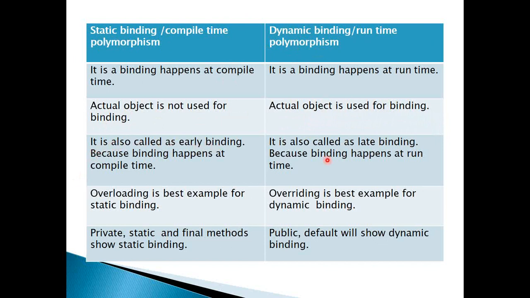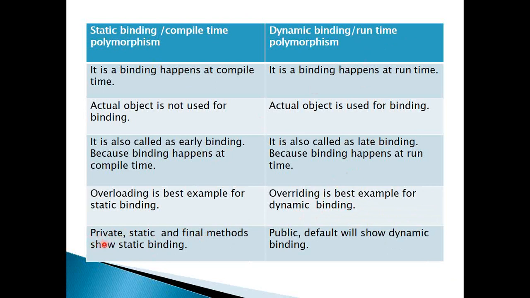Static binding is also called early binding, and dynamic binding is also called late binding. In method overloading there is no actual usage of the object, so the decision takes place at compile time only. When you execute a Java program, first it compiles, then runtime happens. So static we call early binding, and dynamic we call late binding. Overloading is the best example for static, and overriding is the best example for runtime.